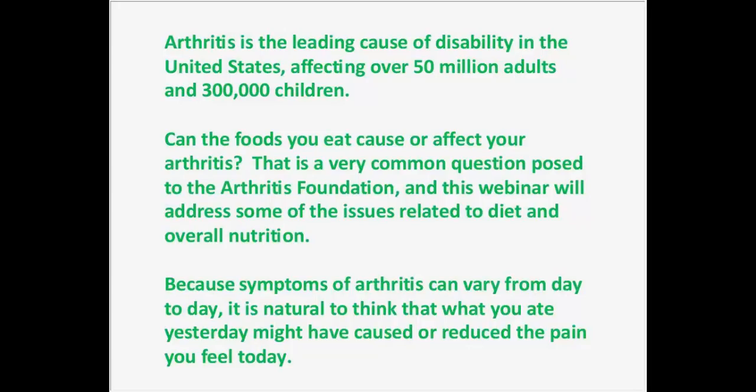It is the leading cause of disability in the United States. At this point, it affects over 50 million adults and 300,000 children. In fact, the CDC, or the Centers for Disease Control, just recently released new data showing that 1 in every 4 adult Americans has some form of arthritis. That number used to be 1 in 5. And that's including all types of doctor-diagnosed arthritis. It could be anything from osteoarthritis, rheumatoid arthritis, fibromyalgia, lupus, or even gout.